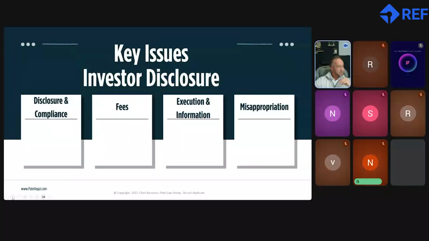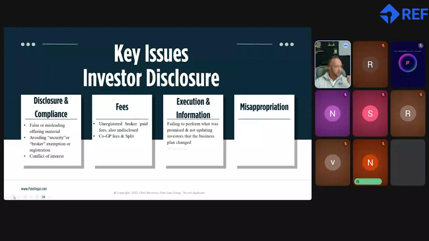All right, so what are some of the key issues when it comes to disclosure, either in your PPM or in your investment deck, anything that you're providing to your investors? Where are some of the key areas that we see as areas where the SEC or state regulators pursue? There's a lot of lawsuits. So here are some of the areas.